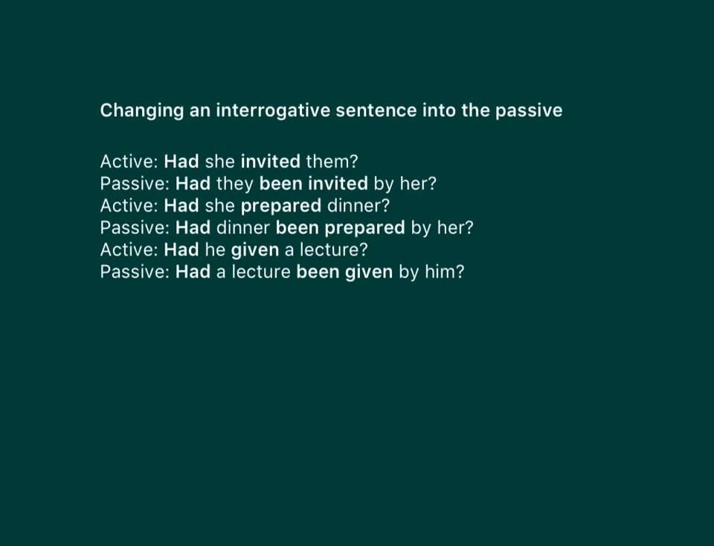Here are some examples of changing an interrogative sentence from the active voice into the passive voice. Let's look at the first one. Active voice. Had she invited them? Passive voice. Had they been invited by her? Active voice. Had she prepared dinner? Passive voice. Had dinner been prepared by her? Active voice. Had he given a lecture? Passive voice. Had a lecture been given by him?